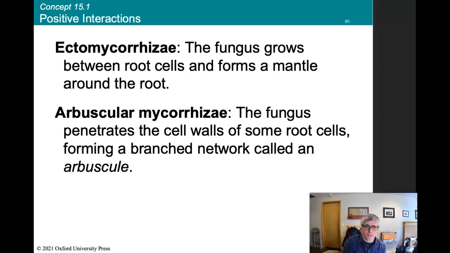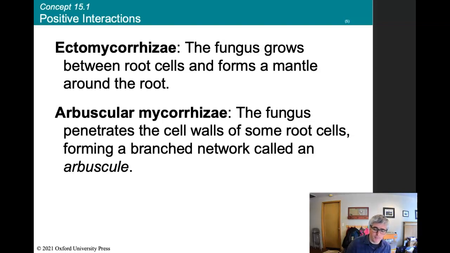There's two main types of mycorrhizal fungi. There's ectomycorrhizae. And this is a fungus that grows between the root cells and forms a mantle around the root. We'll look at an image that explains this a little bit better, because they both do the same thing, but the big difference is in the arbuscular mycorrhizae, the fungus penetrates the cell walls of some of the root cells, forming a branch network called an arbuscule. So arb like tree, arbuscule. So they both can go in between the root cells, but arbuscular mycorrhizae are the only ones that penetrate the cell walls.